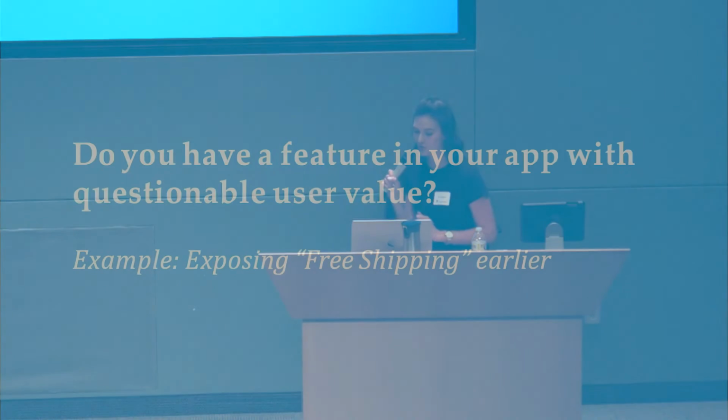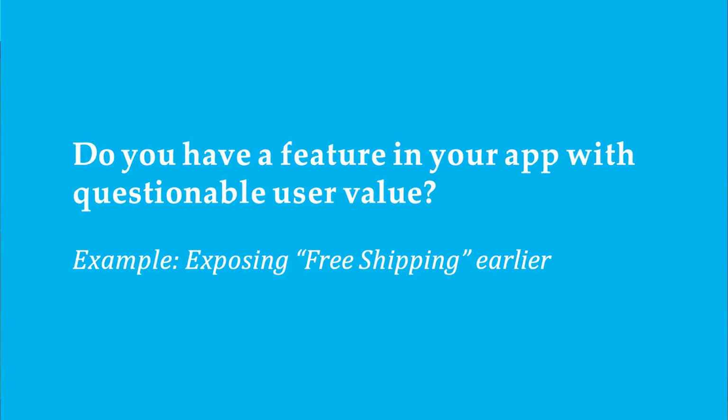Second one: do you have a feature in your app with questionable user value? A good example of this one would be exposing a free shipping label earlier. If you've ever looked at a certain piece in your app and thought, I don't know if this is actually benefiting or hurting the user in any way, is this actually necessary? Can we just get rid of it? You can totally A/B test that too.